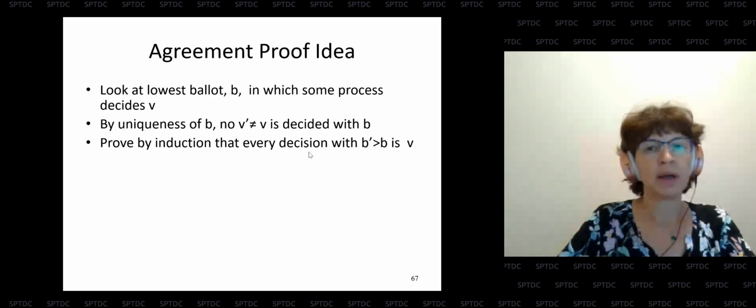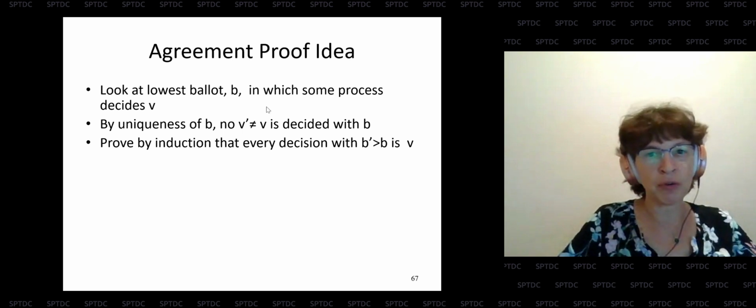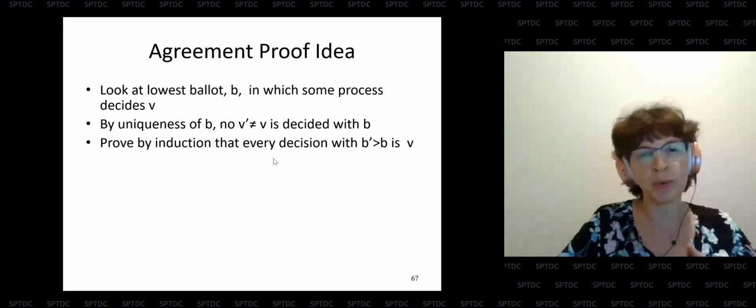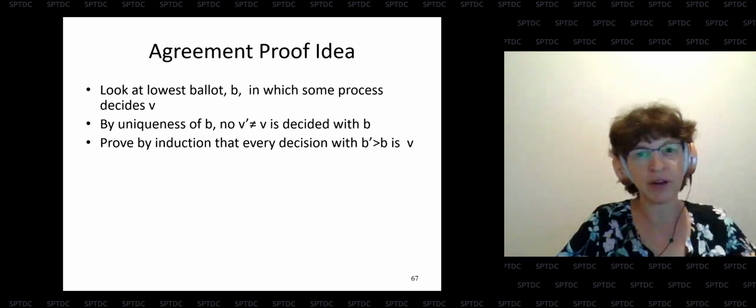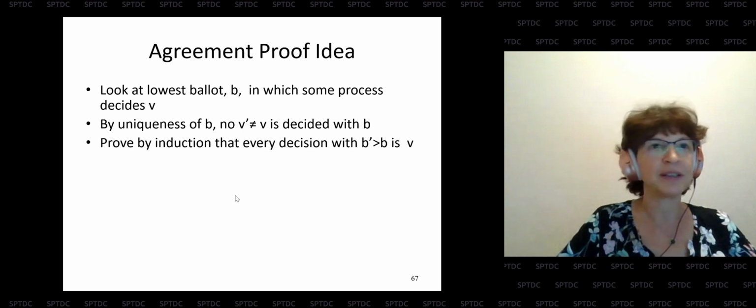And the argument is that whenever a new leader, after V has been decided, proposes a value, it's going to see this value with B, and subsequently V is going to be the only one written with a number bigger than B. I hope this was not too confusing.